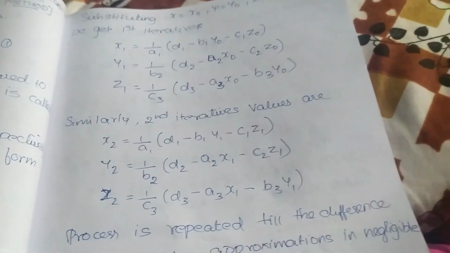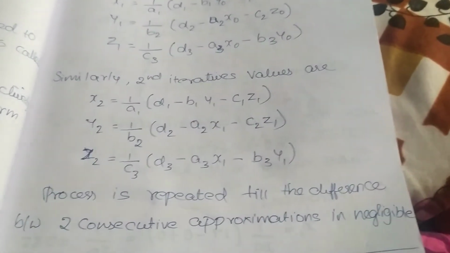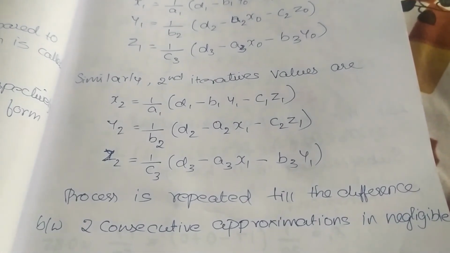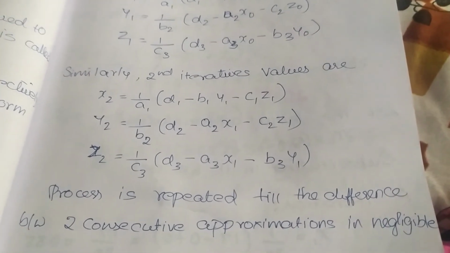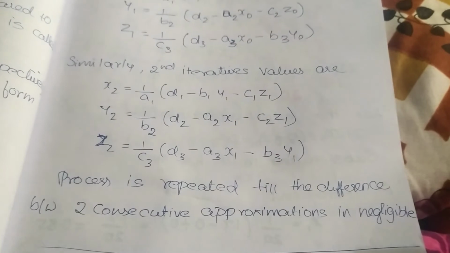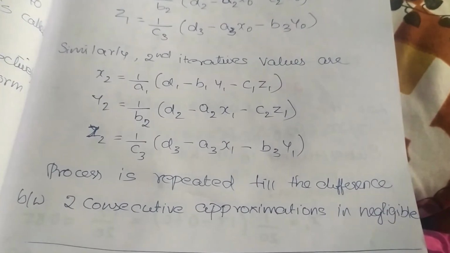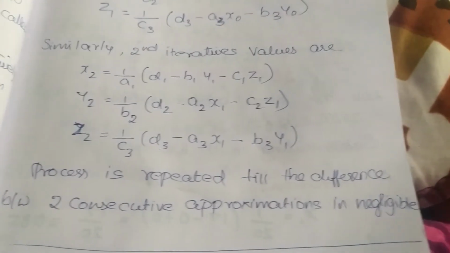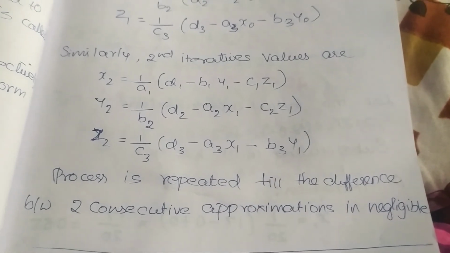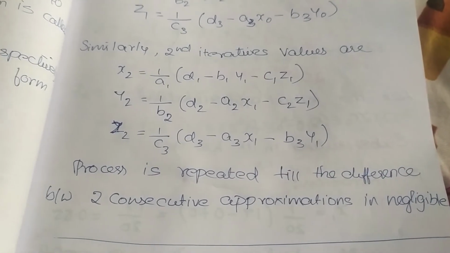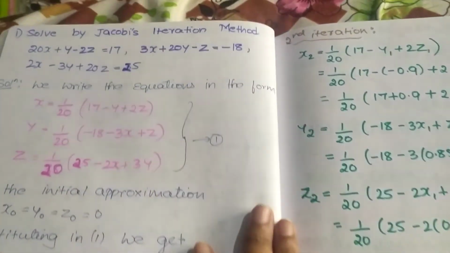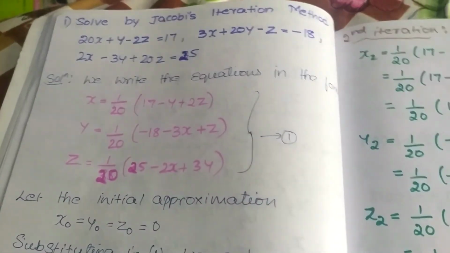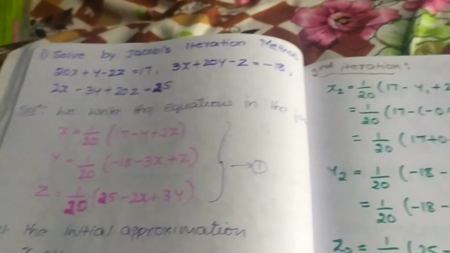Similarly, we continue until the difference between two consecutive approximations is negligible. That means the last values should be the same. Now we'll see one example. Solve by Jacobi's iteration method.